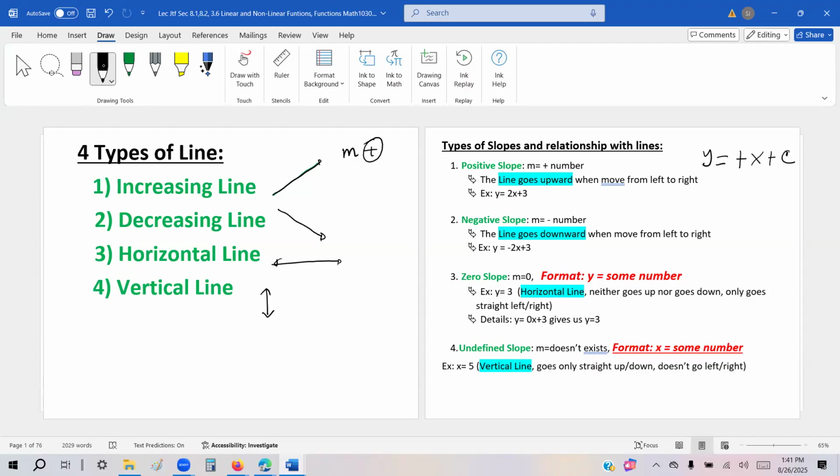Then you have the second type of line, a decreasing line. So when you are going in a negative direction, its slope is negative. So you have a line something like y equals negative x, and then some type of constant. Could be positive, could be negative, could be 0, could be anything. So these 2 types of line, increasing and decreasing, have both x and y in their equation.